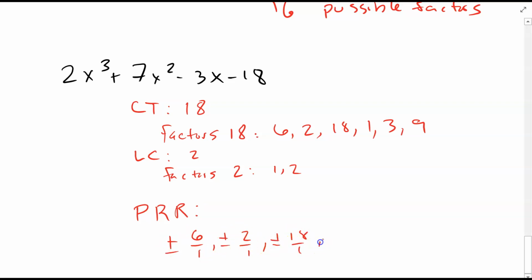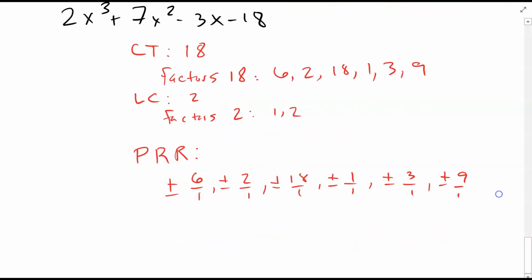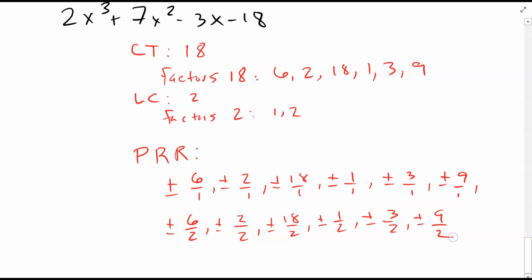or minus 18 over 1, plus or minus 1 over 1, plus or minus 3 over 1, plus or minus 9 over 1, and plus or minus 6 over 2, plus or minus 2 over 2, plus or minus 18 over 2, plus or minus 1 over 2, plus or minus 3 over 2, and then plus or minus 9 over 2.